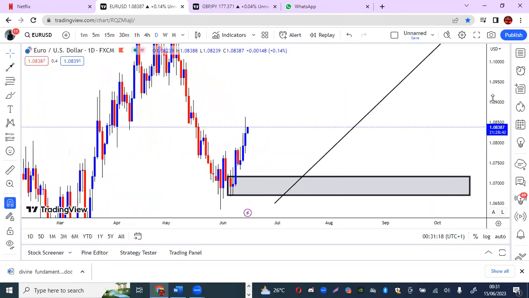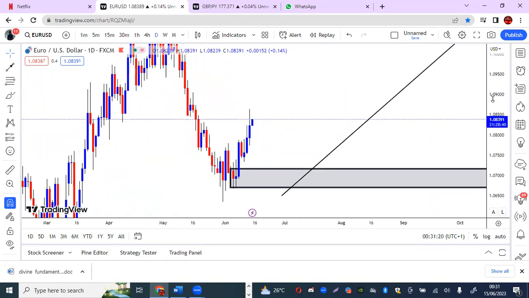So this is how to draw a zone. The first thing we look out for is a strong departure. Once you see a strong departure, then the opposite candle, if it's a bullish move. Bullish means buy, bearish means sell.